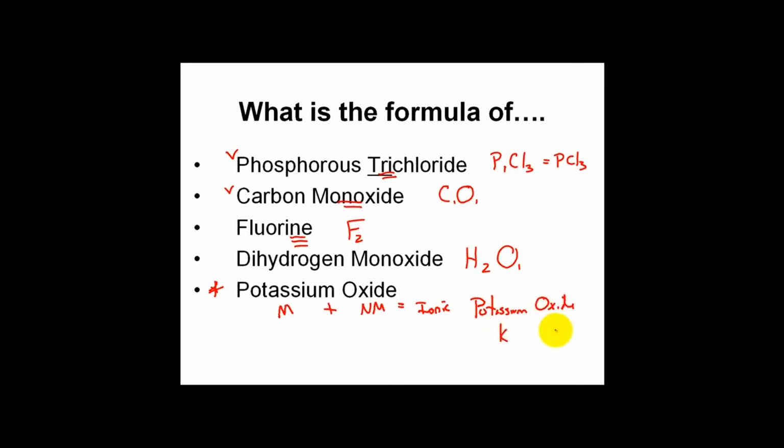An ionic compound I simply have to put down as potassium is K, oxygen is O, and if you recall, we need to cross charges. So anytime you see an ionic compound being used, or a metal and a non-metal, I need to cross charges, and the formula is K2O, potassium oxide.